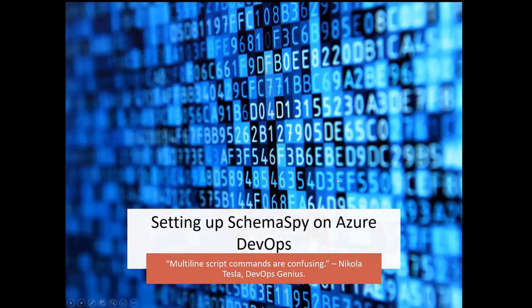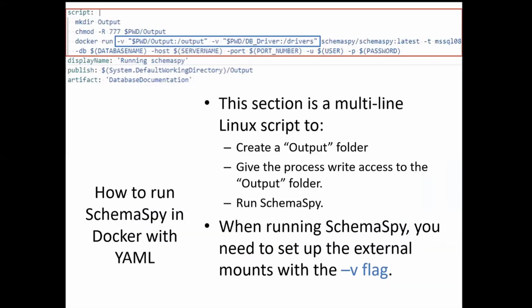Setting up Schema Spy on Azure DevOps. So this section here is pretty much a multi-line Linux script that's going to be creating an output folder using mkdir, then giving this whole process that I'm running now permission to change that folder using chmod and then 777, and then run Schema Spy from a Docker image it's downloading.